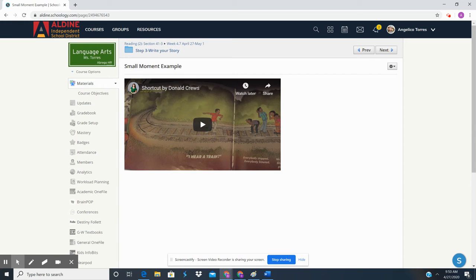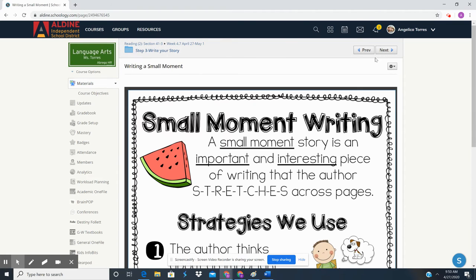So maybe since it's different steps, it might be a different day from when you brainstorm. If you want to look at another example, this book is called Shortcut by Donald Crews, and it's an example of a small moment. So this can be some inspiration. Again, it's a small moment story, and before you start writing, you might want to listen to that book just so you can get some ideas of different things you want to put into your story.